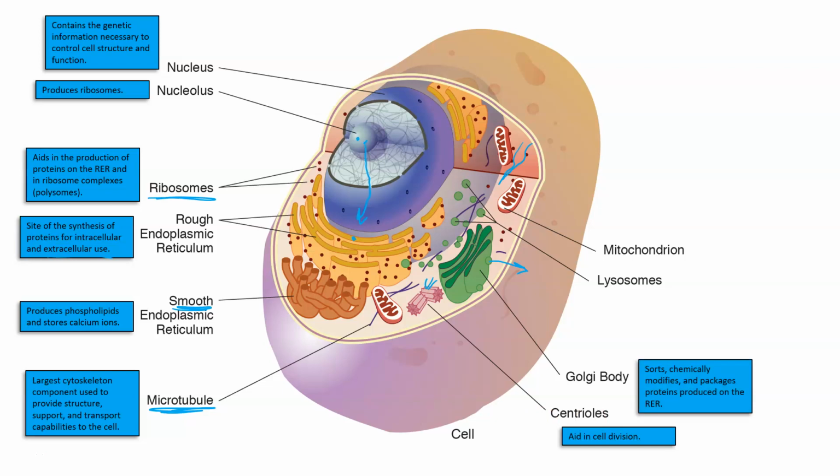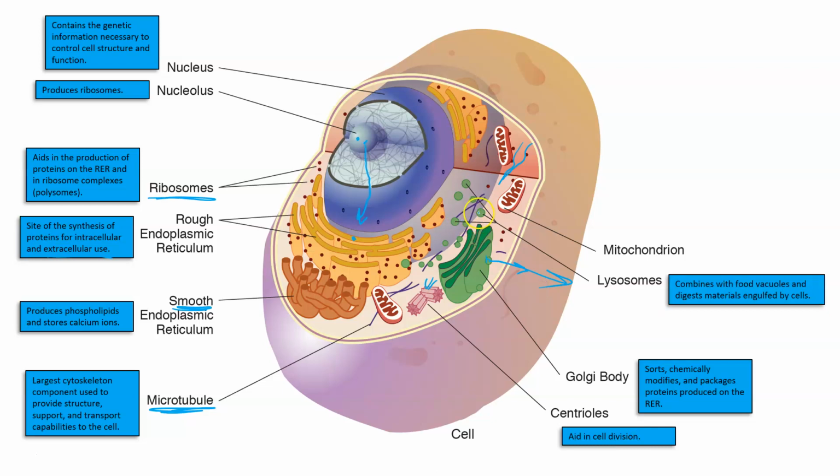The Golgi body is going to sit out here exteriorly to the rough ER. It's going to receive protein products from the rough ER and is going to sort, chemically modify, and package those proteins for export, which, like I said, will be sent on to the exterior of the cell.